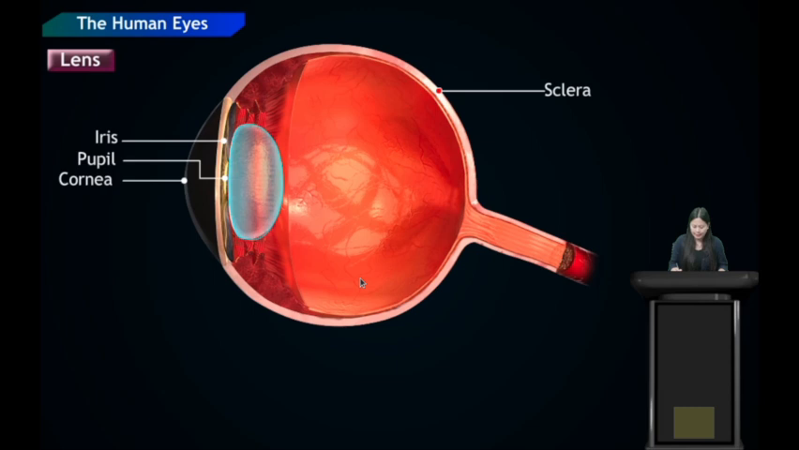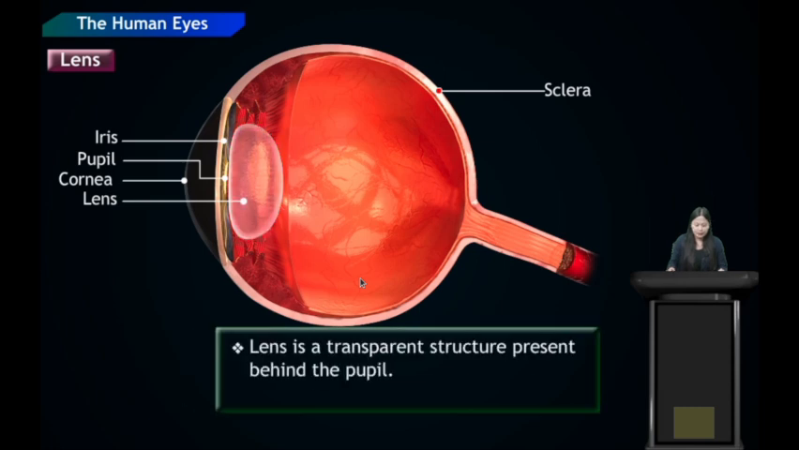The next we have is the lens. In our eyes we also have a lens. The lens is a transparent structure present behind the pupil, and it is convex in nature. So the type of lens present in our eyes is a convex lens.